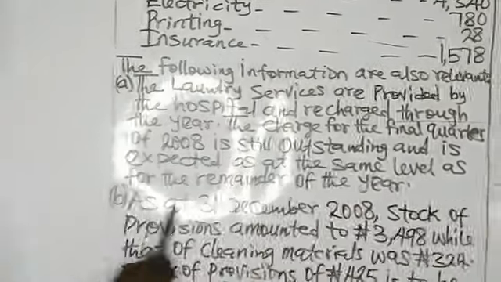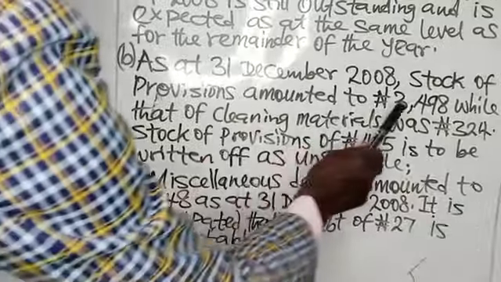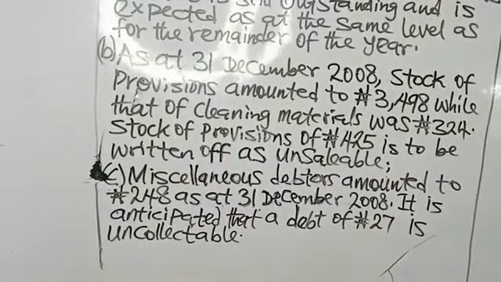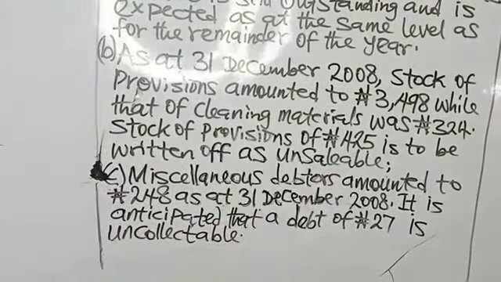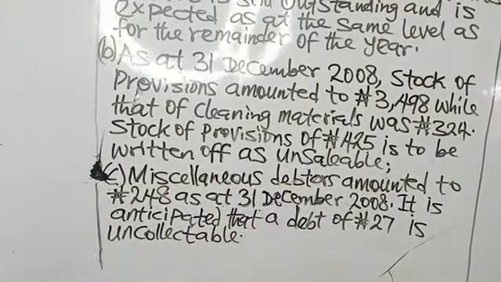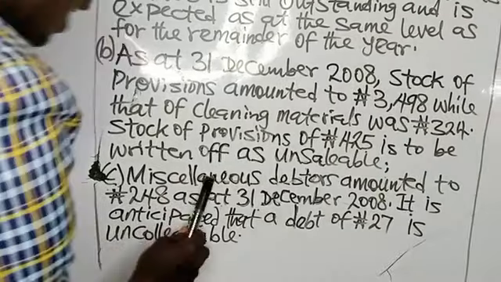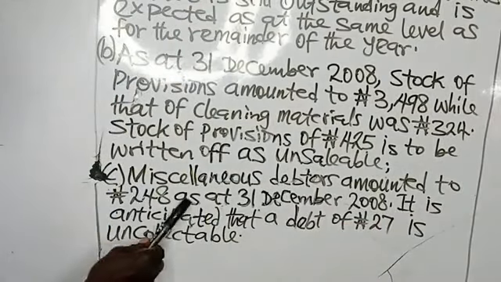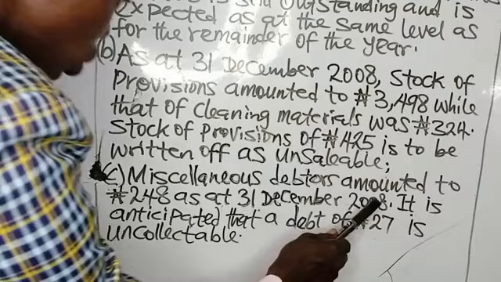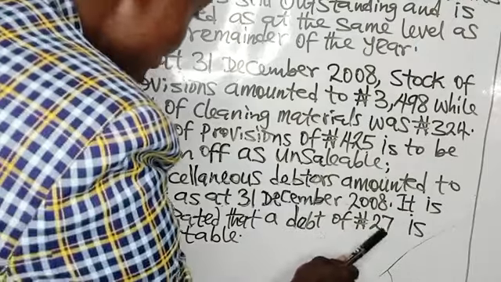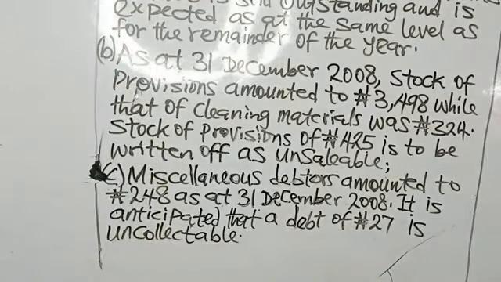B. As at 31st December 2008, stock of provisions amounted to 3,498, while that of cleaning materials was 324. Stocks of provisions of 425 is to be written off as unsaleable. C. Miscellaneous debtors amounted to 248 as at 31st December 2008. It is anticipated that a debt of 27 naira is uncollectible.